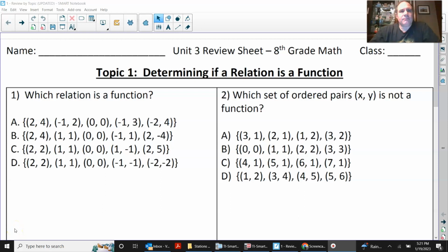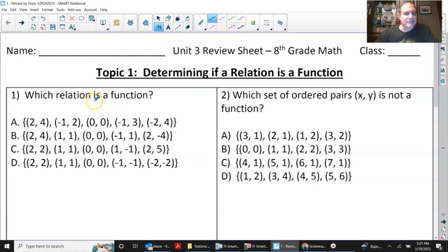Hello, everyone. We are going to review Unit 3, and we're going to go topic by topic, and hopefully this helps you out a great deal. All right, so we're going to start with number one, and number one says which relation is a function?